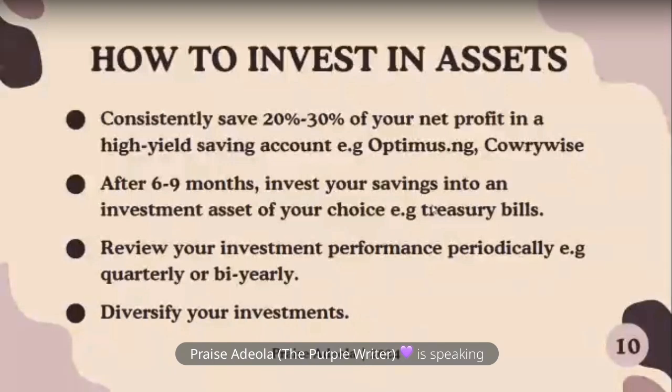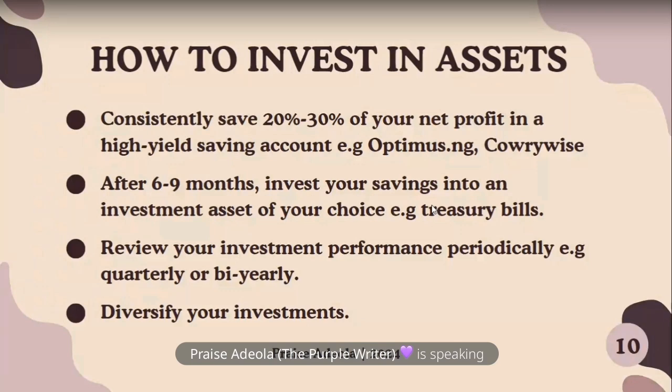Then diversify your investment. What do I mean by diversify? Don't invest all your money, your business funds, in stocks. Don't invest everything in stocks. Diversify it. Put it in treasury bills or divide it. That 20 to 30% that you have saved for 6 to 9 months, don't go and pour everything in the stock market. Don't do that. Diversify it.